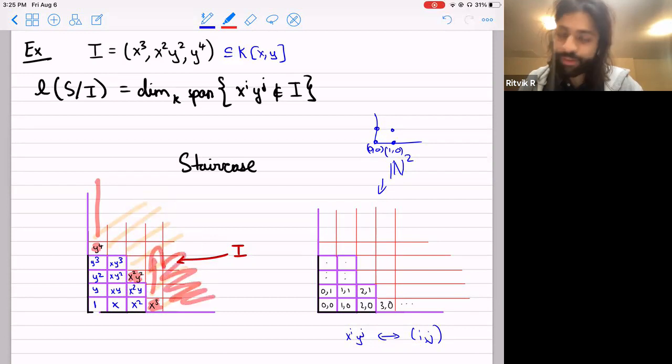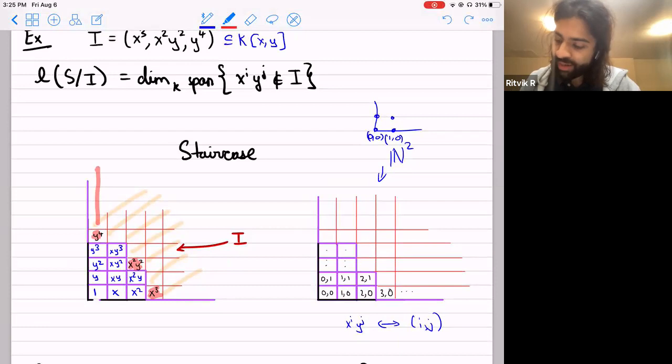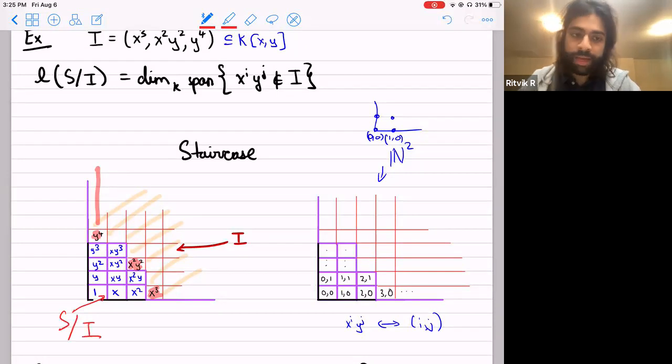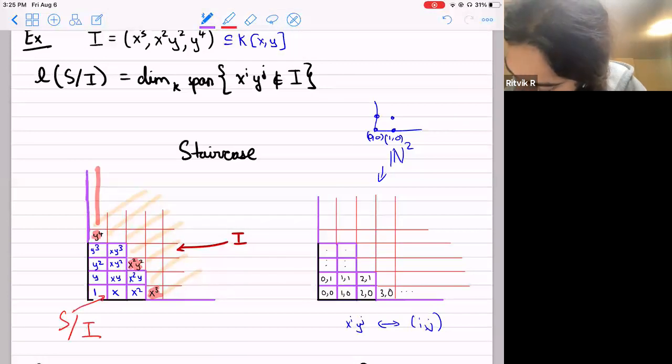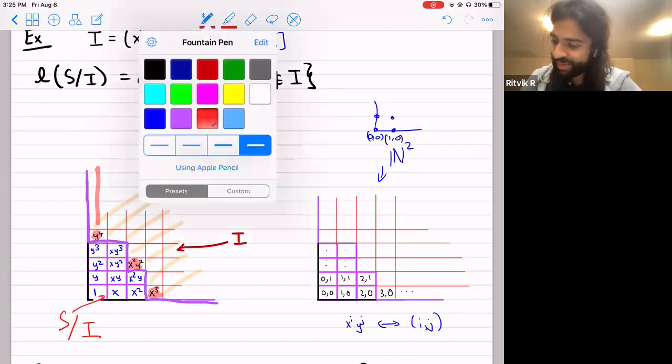Similarly, anything in this area is also in the ideal. So the monomial ideal divides the plane into the staircase, where things above the staircase lie in the ideal and things below the staircase do not lie in the ideal. So all the monomials inside here are in S mod I. They give you a basis of S mod I. And all the monomials outside this pink border give you a basis for I. Okay. Any questions about that?